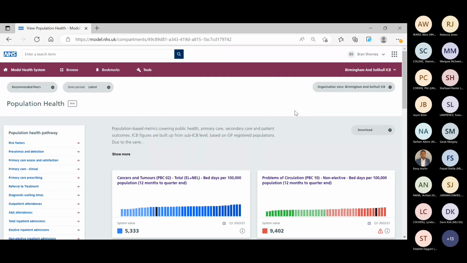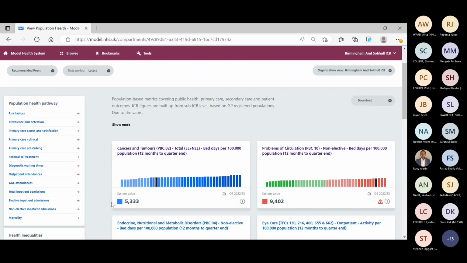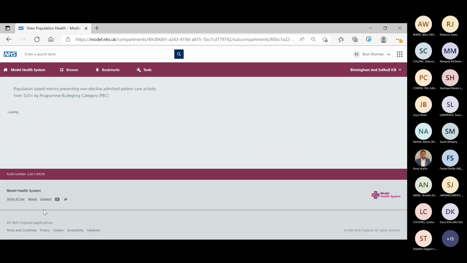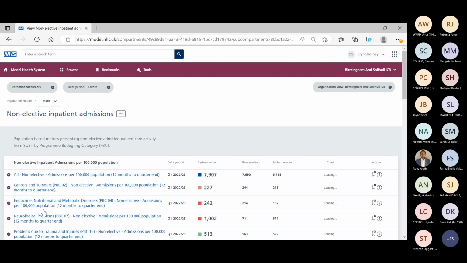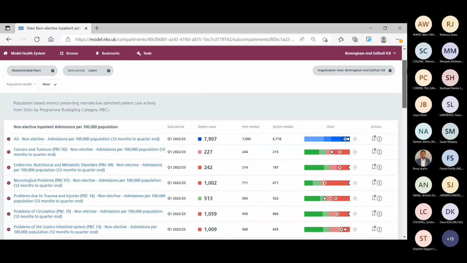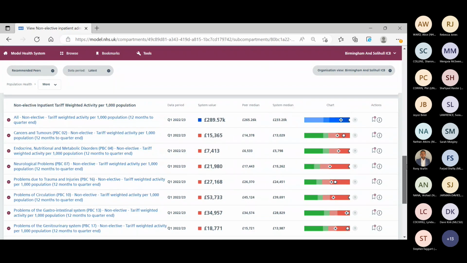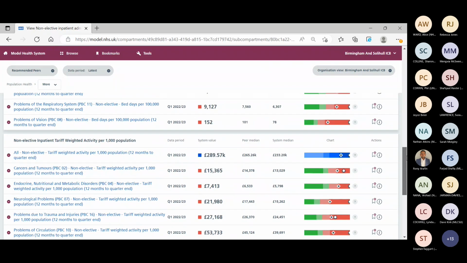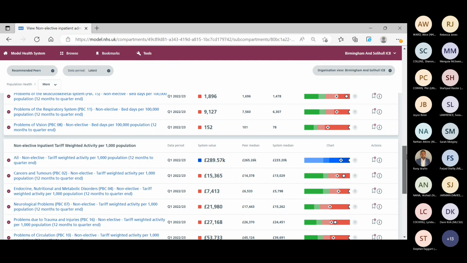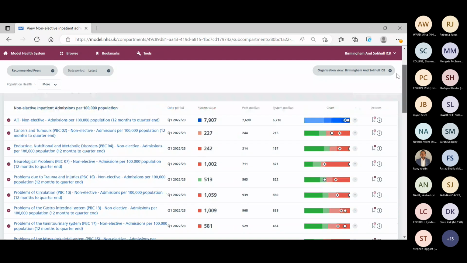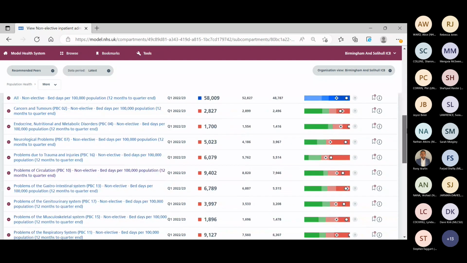I also showed the non-elective admission subcompartment. I'll just click into that again, so you've got a broader view of what's included in there. We've got separate domains. I was focusing on bed days before, but we've also got admission rates, then bed days, then the spend or the tariff weighted activity. That's just bringing more of a case mix view into it in terms of applying that tariff cost to the admission.